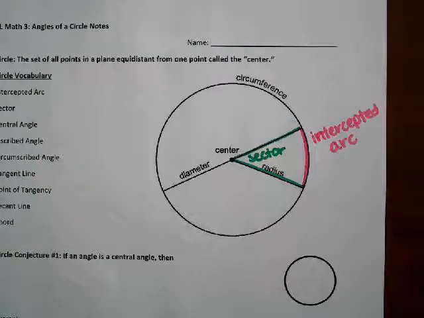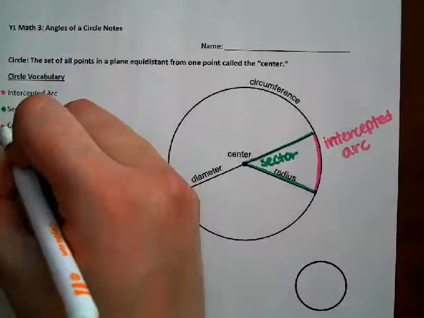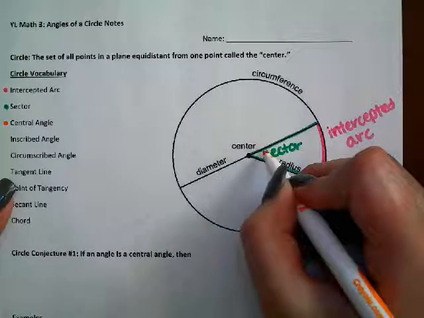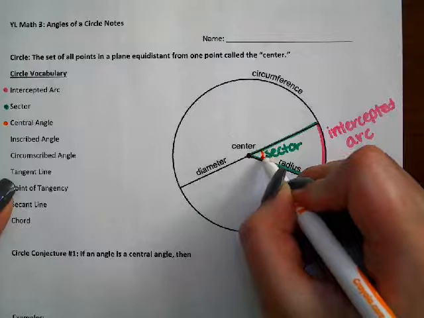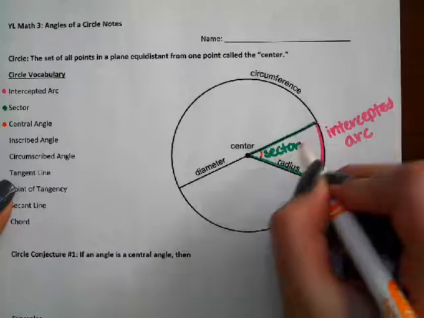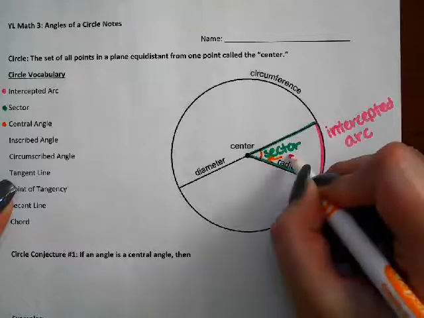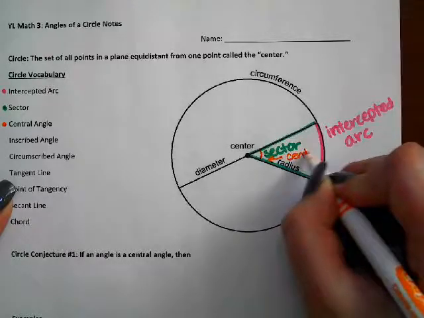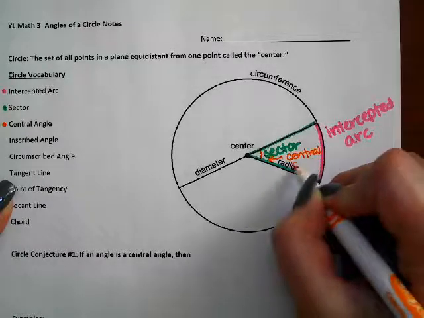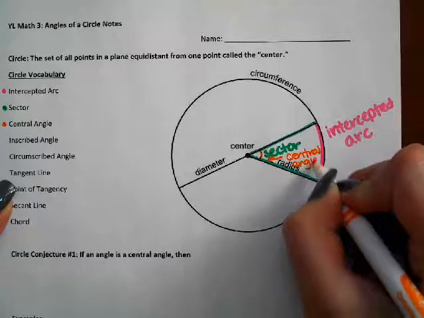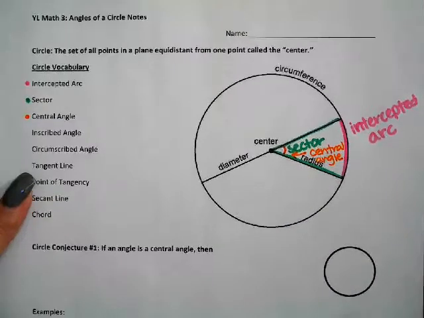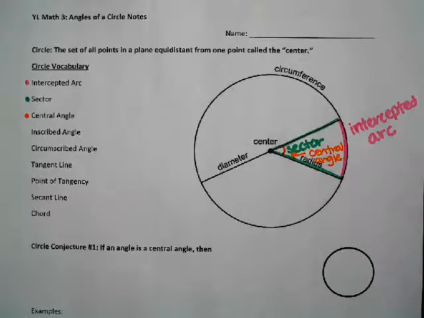All right, next on the list we have the central angle, which is an angle that is made with the center of the circle. So this is, I wrote really close to that, the central angle, an angle that is made using the center of the circle.